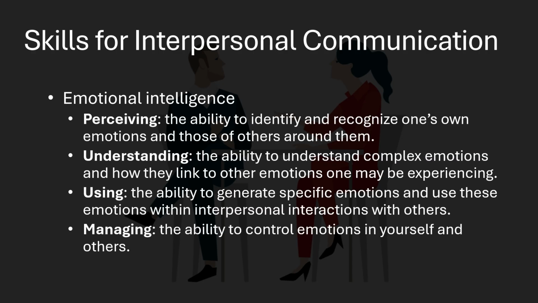Now, if you've heard of IQ before, this is kind of the counterpart to IQ, which is emotional intelligence. And there's 4 key skills with emotional intelligence. The first one is perceiving, the ability to identify and recognize one's own emotions and the emotions of others around them. The next one is understanding, the ability to understand complex emotions and how they link to other emotions that someone may be experiencing. Next is using, so the ability to generate specific emotions and use these emotions within interpersonal interactions with others. And lastly, managing, the ability to control your emotions in yourself and in other people.